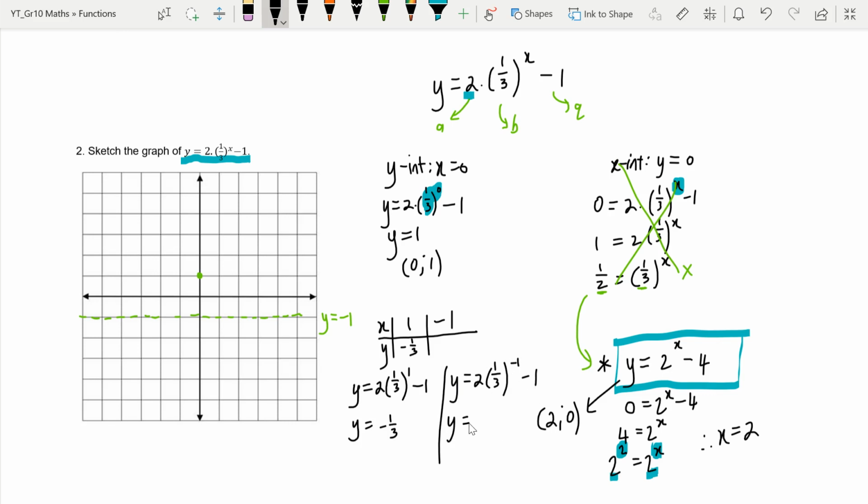Let's see what we get when we do that. When we plug that in, you can also just put it into your calculator. That gives us 5. So now we can just go plot those points. So when my x is minus 1, my y is 5. 1, 2, 3, 4, 5. There we go. And when my x is positive 1, my y is equal to negative a third, which is somewhere over there. Perfect. And there we have our curve.